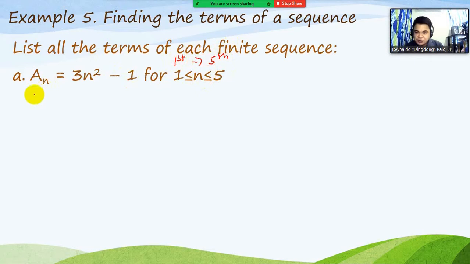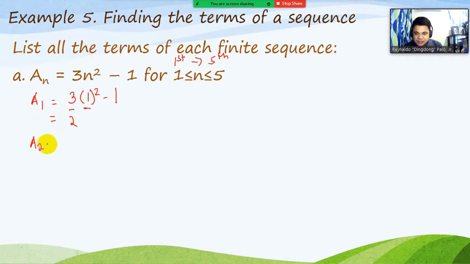So we are going to change the n with the position of the term. Let's say, for example, we are looking for the first term, a sub 1. Change all n to 1. So therefore, we have 3 times 1 squared minus 1. Then simplify this. You can use your calculator to input everything and get the final answer. So 1 squared is 1, times 3 is 3, minus 1 is 2. So a sub 1 is 2.